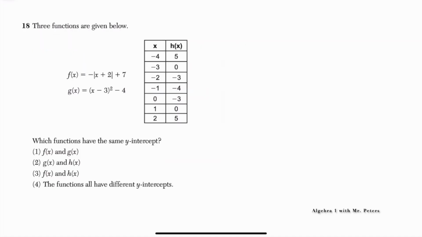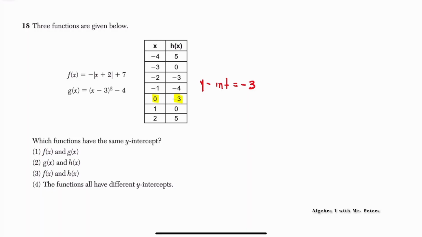In problem 18, they give us 3 functions, and they want us to determine which of these functions have the same y-intercept. So the table one is very simple. When x is 0, y-intercept is -3. So let's just write that out. So y-intercept is equal to -3.